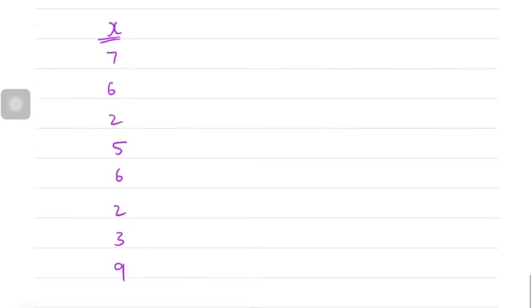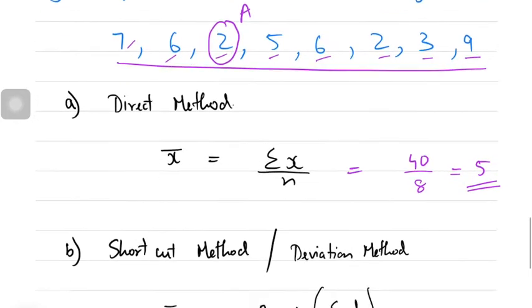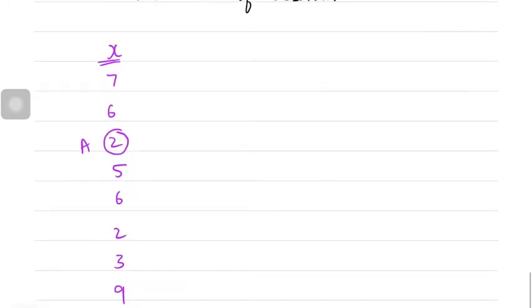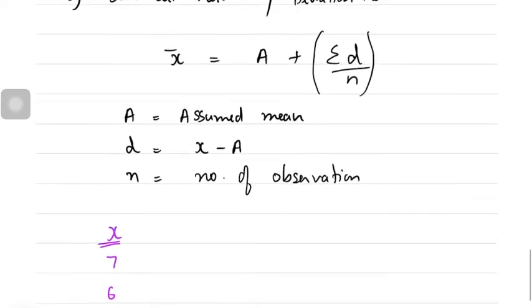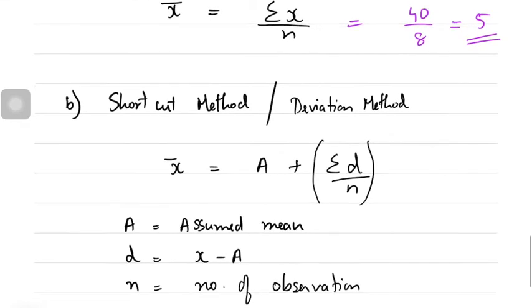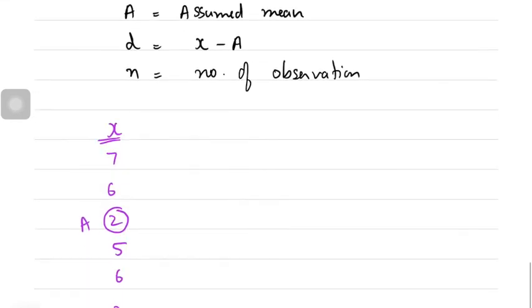In case of shortcut method also, it should be the same. So x I wrote once again. I have assumed 2 as my assumed mean. I have taken the smallest number because I want my calculation to become easy. Actually, you are supposed to take some middle number, but it's okay. You can take any number as assumed mean.